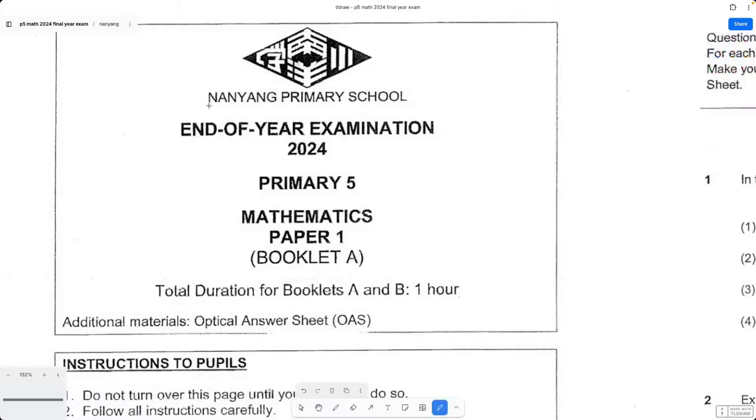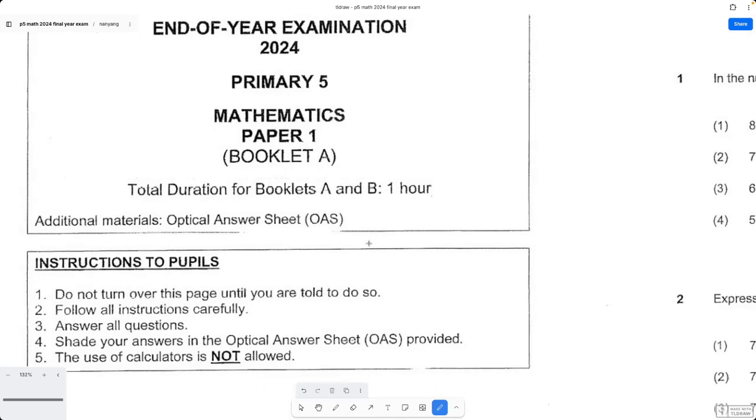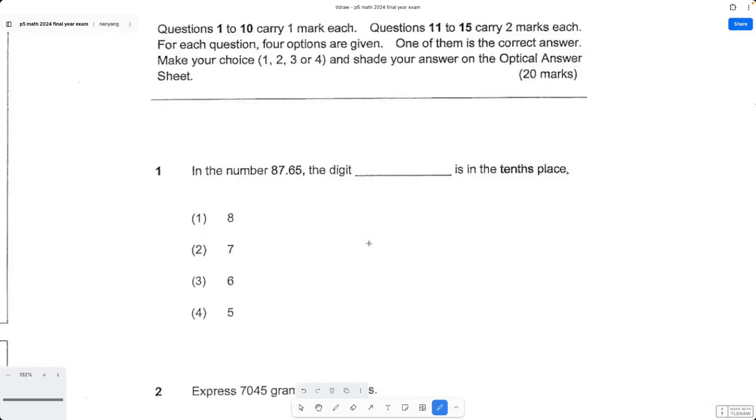In this video, we're going to go through the Nanyang Primary School end of year examination 2024 Primary 5 Math Paper 1. So let's get started on the first question.